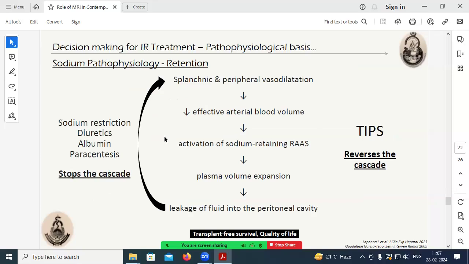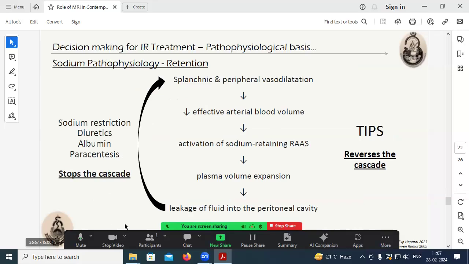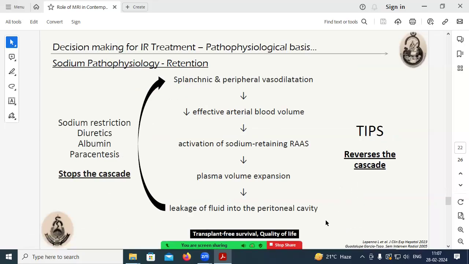Sodium retention is obviously again a function of the activated renin-angiotensin system. The cascade of sodium retention can be halted by conservative measurement, but if we do a successful shunt creation, we can actually reverse this cascade and bring it back to normal. So by conservative measurement you can just halt the cascade, and by shunt creation you can actually reverse the cascade and reset it back to normal homeostasis and offer a better quality of life to the patient.